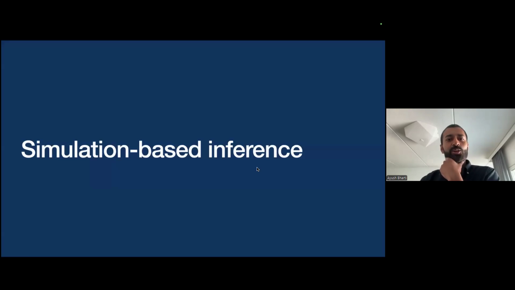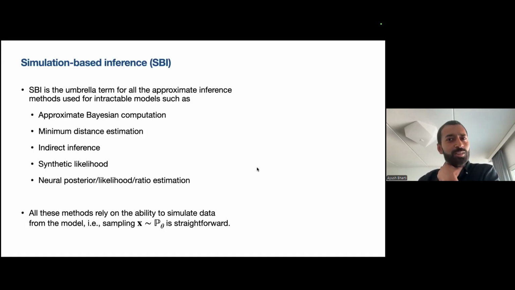Then let's continue. Now, this part is going to be, for this particular audience, a bit quicker. I hope, but I'll still go through it in case there's somebody not familiar with at least the notation that I'm using and so on. So SBI, as we all know, has tons of different methods. And at least I use SBI as the umbrella term for all these approximate inference methods for intractable models, like ABC and minimum distance estimation, which is like a frequentist version of ABC.